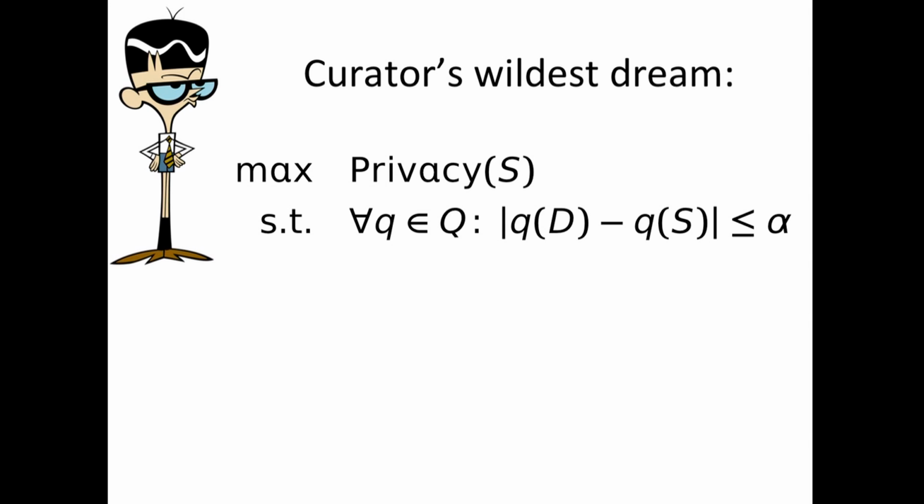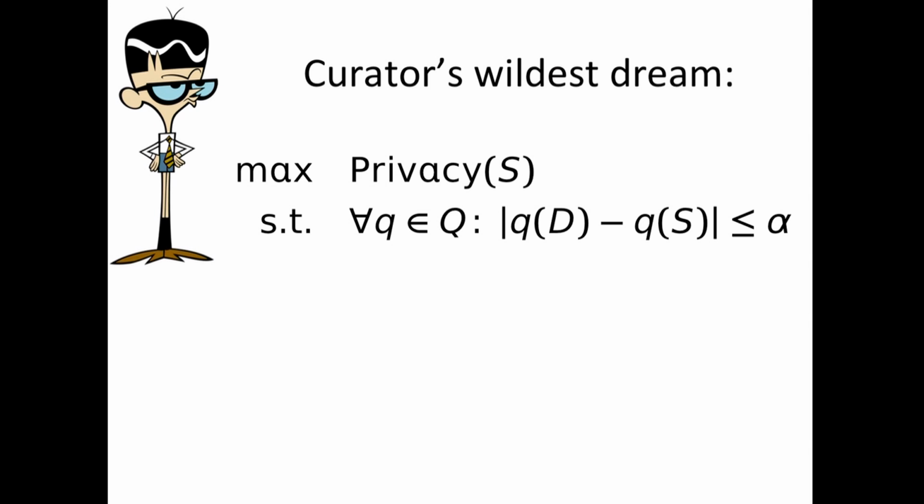And what he really wants to do is find a synopsis or a structure that maximizes the privacy in some sense and is at the same time accurate on all queries. Okay, so this is of course a completely ill-defined optimization problem, because what does privacy mean here? But this is really what, intuitively, the curator would like to do. Okay? He wants to maximize privacy while guaranteeing accuracy on all queries.